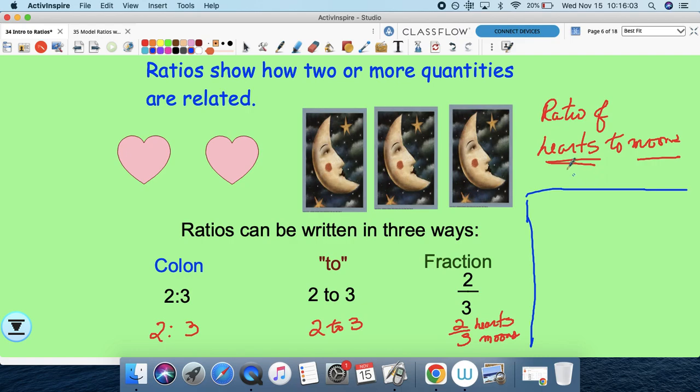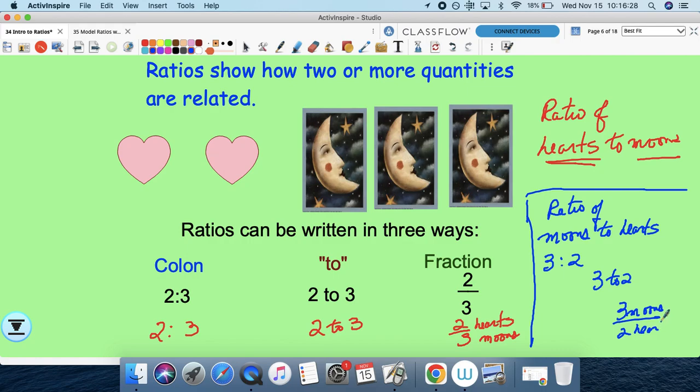Now, if the question was, write the ratio of moons to hearts, then, because order is important in a ratio, we are going to write 3 moons to 2 hearts, or 3 to 2, or finally 3 moons, 2 hearts. I prefer it as a fraction. That's what I always like to do.